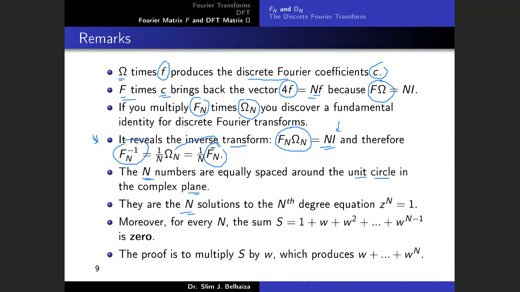Let me draw the figure. We have this kind of beautiful shape. This is the unit circle in the complex space. I'll be taking the same size we had in the previous slide. I'll put these W's here. So this is W1.